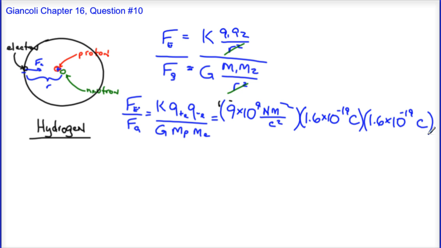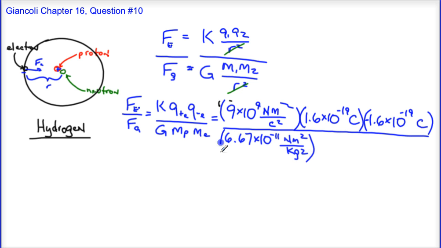Now keep in mind that this is an attractive force. One of these charges, most notably the charge of the electron, is negative, but in this case we know it's attractive. And then we're going to divide that by big G, the gravitational constant, 6.67 times 10 to the negative 11 newton meters squared over kilograms squared.